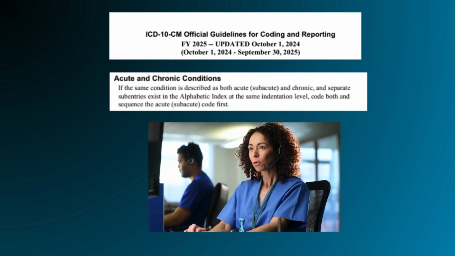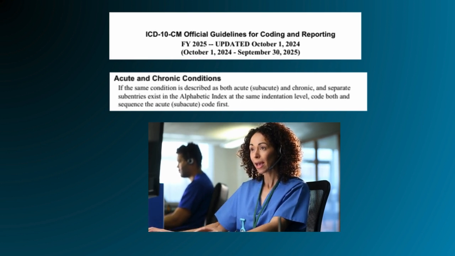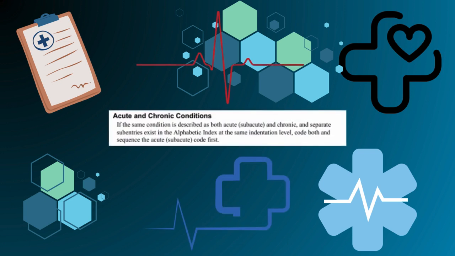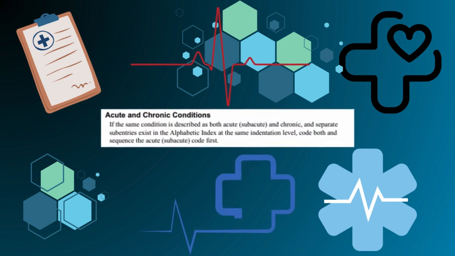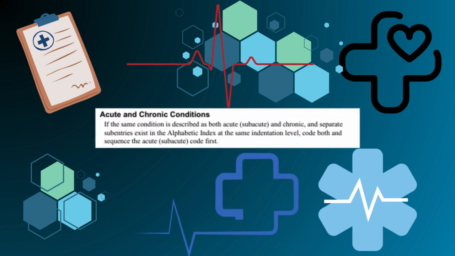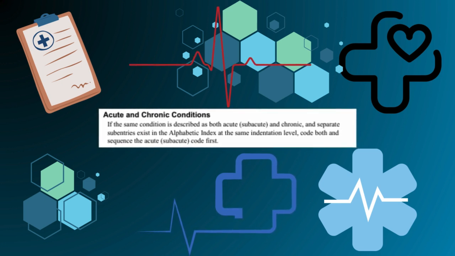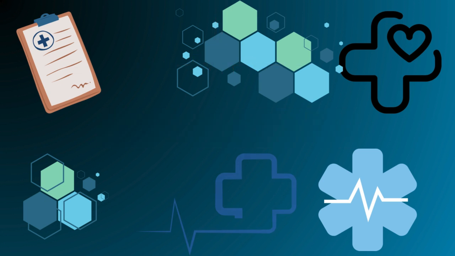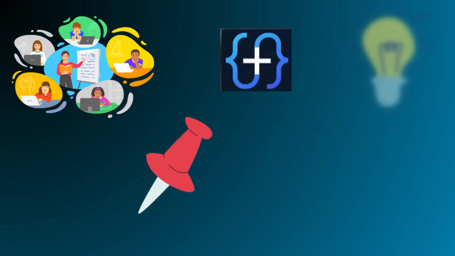According to the ICD-10-CM official guidelines for coding and reporting, if the same condition is described as both acute, subacute, and chronic, and separate subentries exist in the alphabetic index at the same indentation level, code both and sequence the acute-subacute code first. Let's break this down and see how it applies, especially when looking up codes in your ICD-10-CM manual. That sounds a bit technical. Can you simplify it and maybe provide an example?